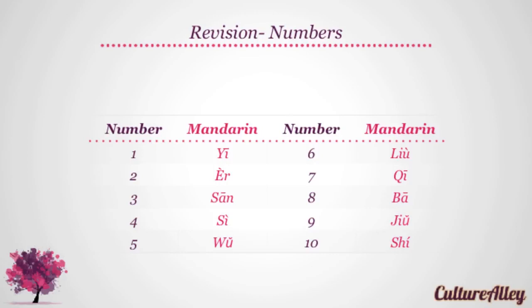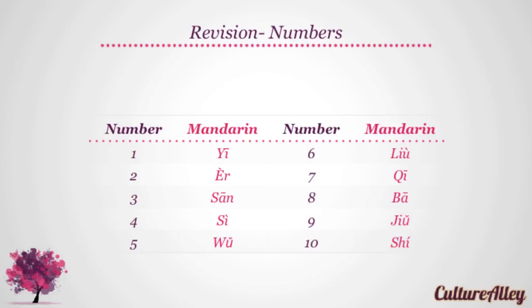Let's start by going over some of the phrases that you learned in the last lesson. 1 translates to yi. 2 becomes er. 3 is san. 4 will be si. 5 is wu. 6 is translated as liu.